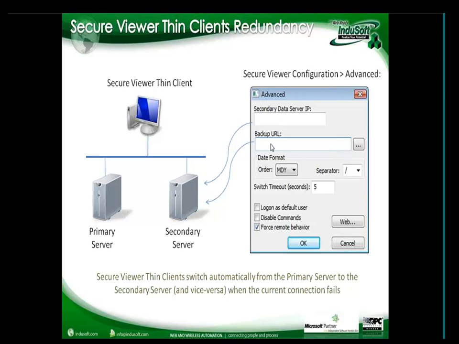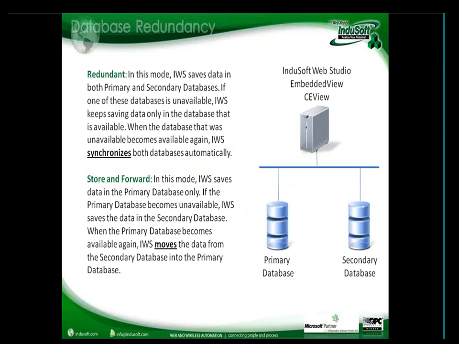So the secure viewer will behave just like the WebSync client. It will connect to the primary server, but if for any reason the primary server goes down, it switches automatically to the secondary server and vice versa. So same behavior as the WebSync client is available as well for the secure viewer thin client. Before we talk about HMI configuration and other type of redundant systems, in some cases you want to use redundant data.